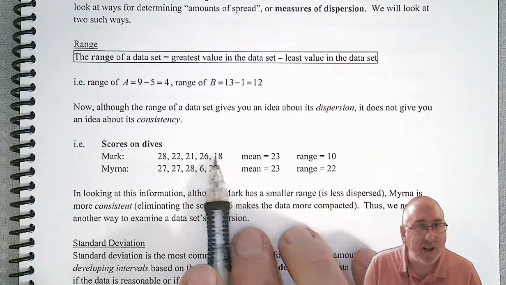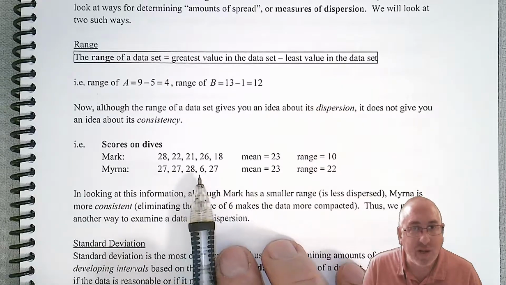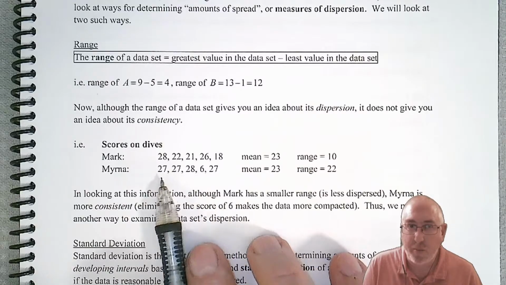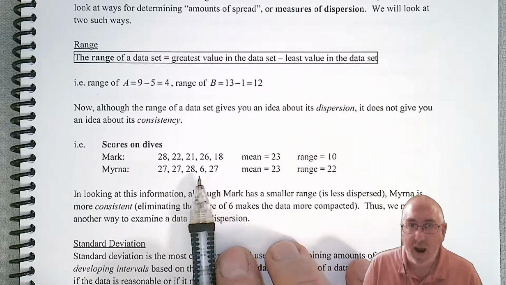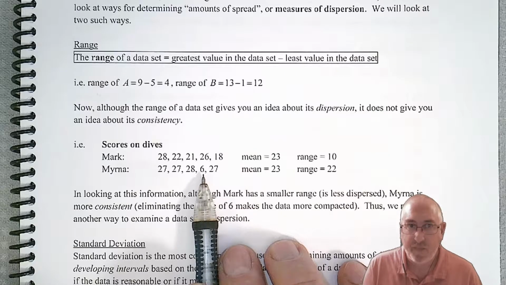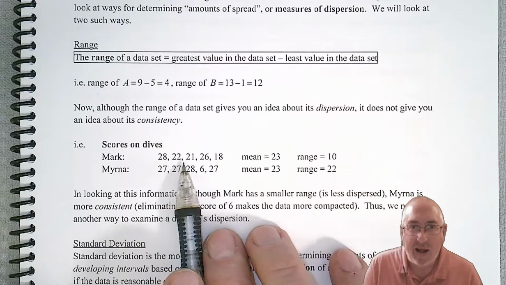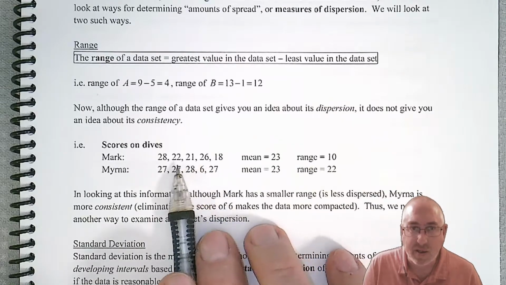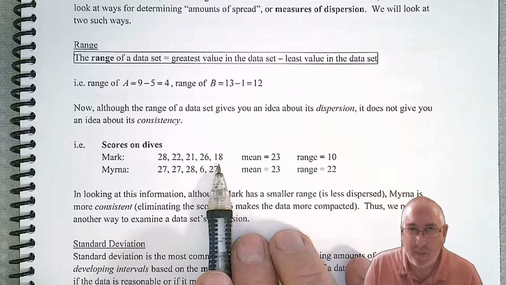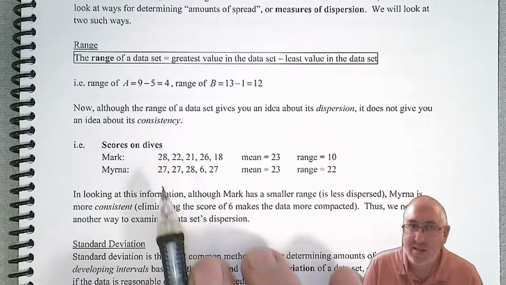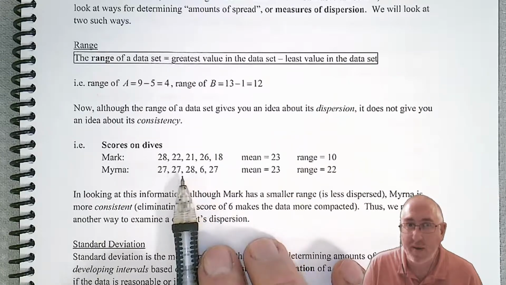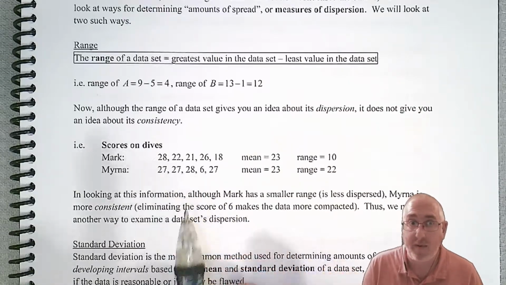But if we look at the data values more closely, we can see that this 6 is an anomaly for Myrna. She's usually pretty consistent with her dives. That one belly flop is what ruined her range. Whereas Mark is not as consistent. His scores started off good, but then they dropped, and then they went up, and then they dropped. So he's not as consistent as Myrna. If we eliminated that low score, we would definitely say that Myrna is the better diver.